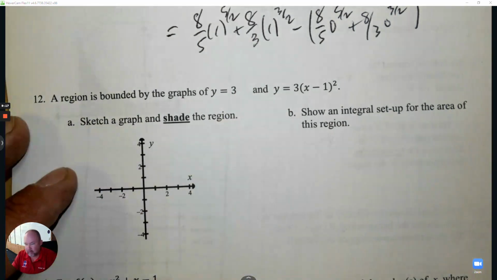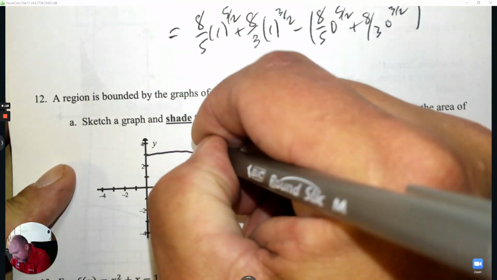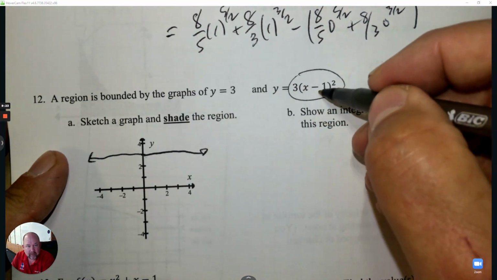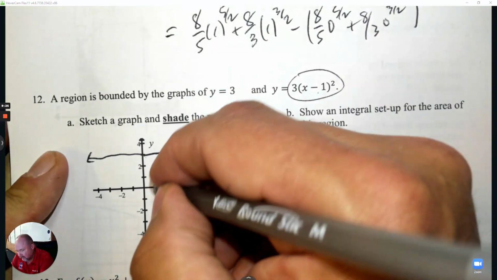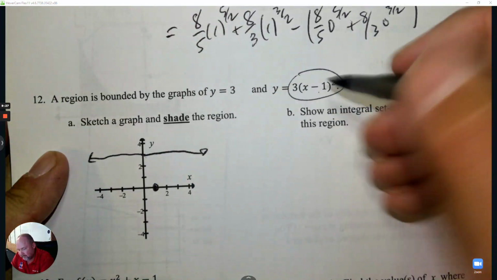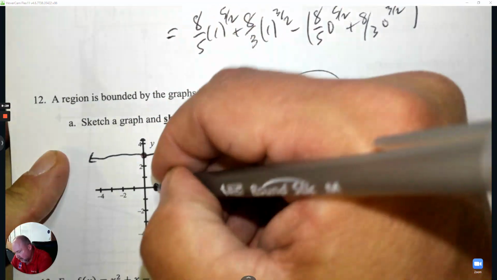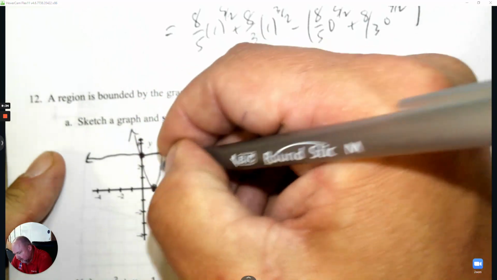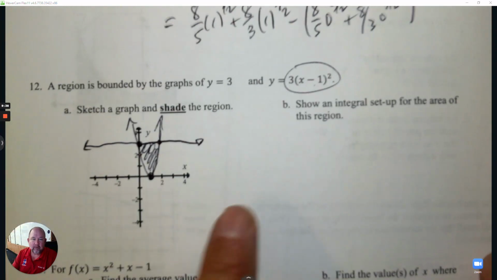All right, sketch this. Y equals 3. That's a horizontal line at 3. And then this is a parabola. The vertex is at 1 and 0. We go up 3 and to the right 1, if you like. There's my parabola. Show an integral setup.